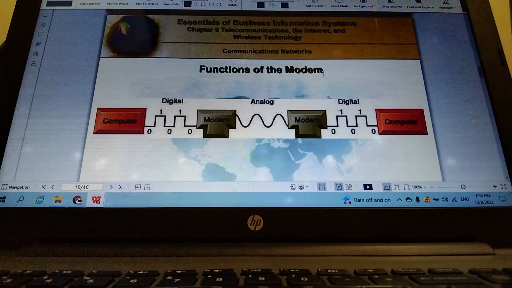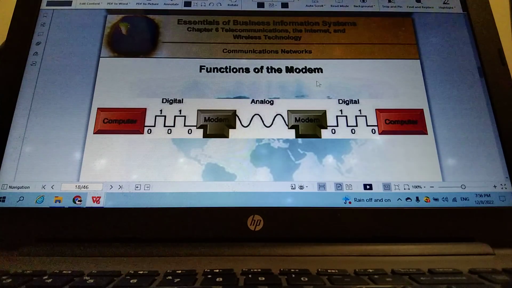So the word modem actually stands for modulation and demodulation. Yeah, modulation and demodulation. It is an abbreviation for those two terms. Modulation is on this side and demodulation on the other side. Yeah, so that's why it is known as a modem.